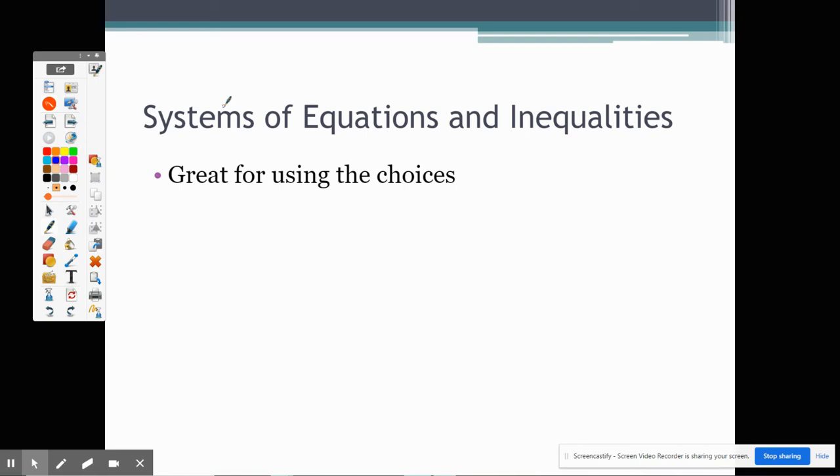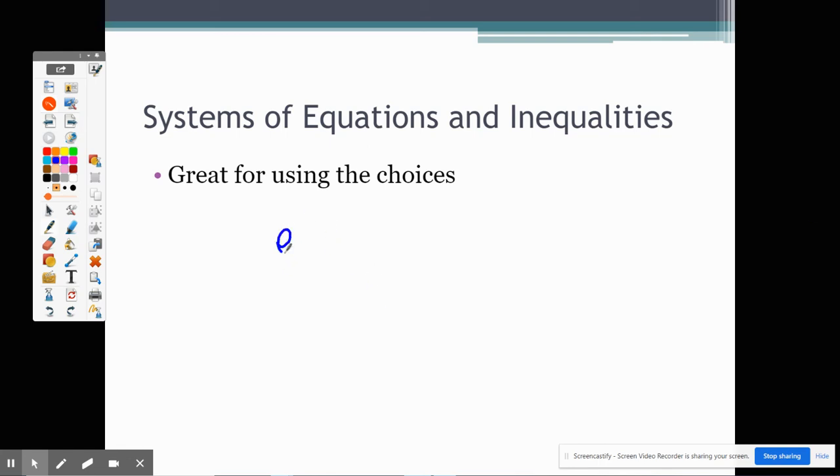Systems of equations. If they give you a system, use the choices. Algebra 3, we talked about this when you took your placement test. Remember, some kids did not get the score they needed for the placement test? And I said, you don't have to do the math. Take the choices and plug them in.